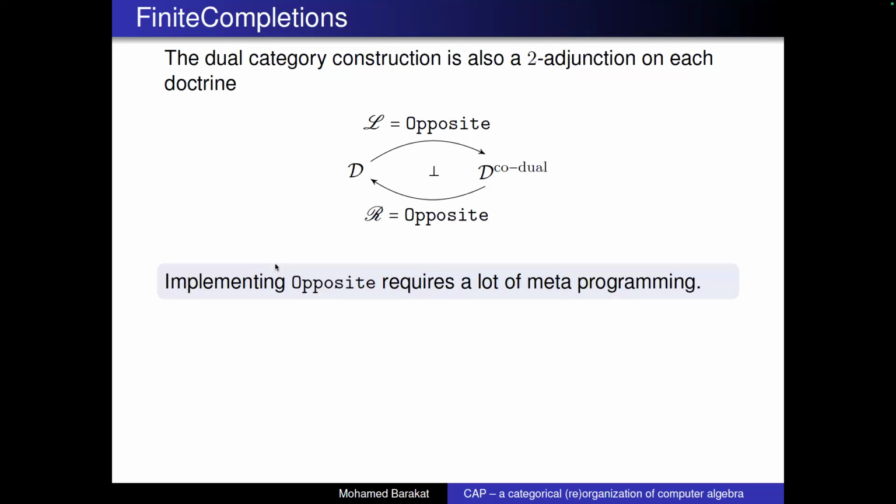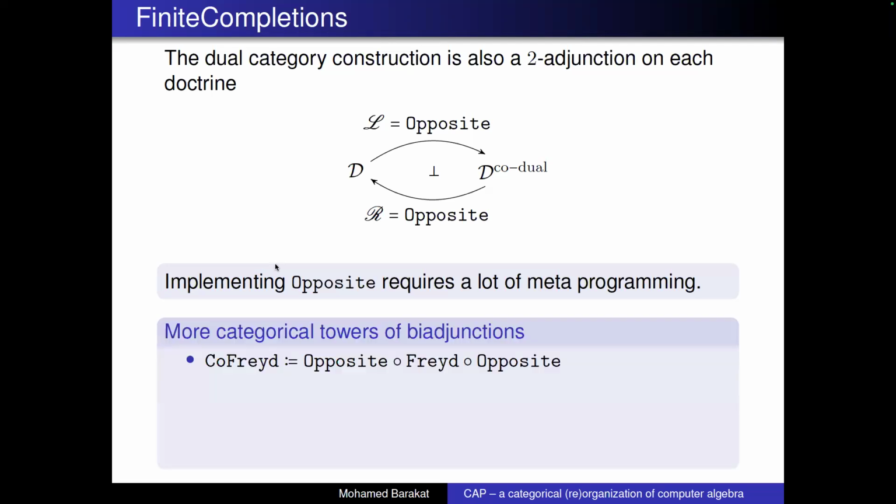Implementing the opposite requires a lot of meta programming. This is the most sophisticated category we implemented. And why? Because this should be future proof. This means whenever you implement a doctrine in the future, this category needs to know about it, although it was written prior to everything else, right? So this means the categories or the doctrines that you support in the future have to communicate with the opposite category. They have to fulfill some interface specifications.